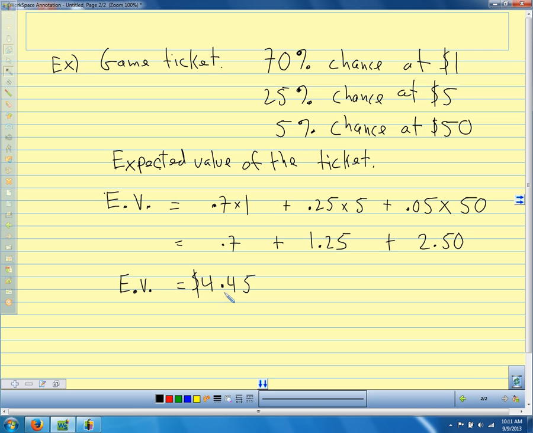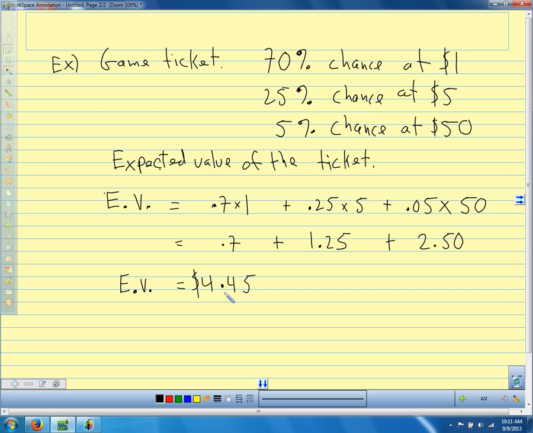So in the long run, if you buy this ticket multiple times, you would expect to win about $4.45 when you buy the ticket. So how do we use this to make a decision? What if the game costs $5 to play? Would it be a good deal?